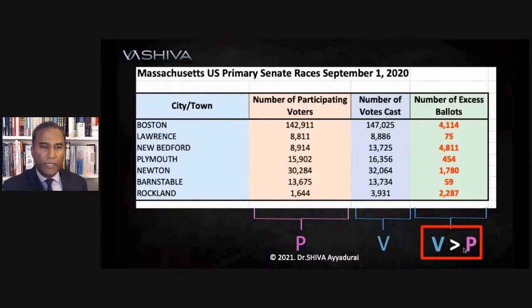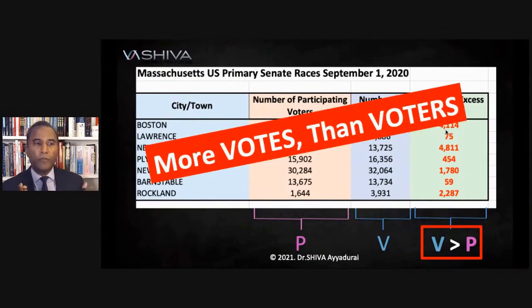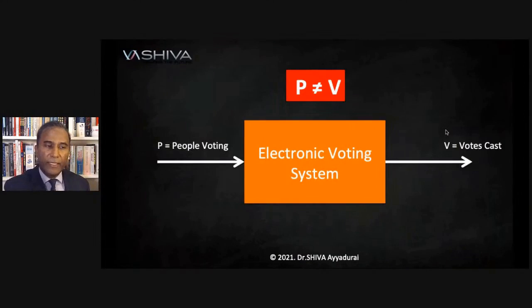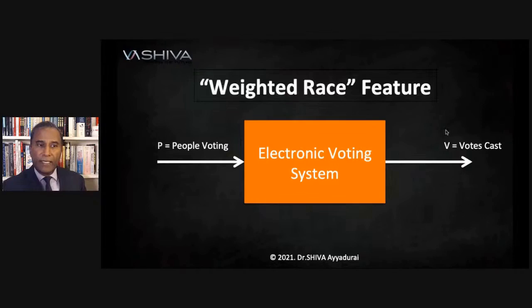Here's a problem. V is greater than P. For example, in Newton, you have 1,780 more ballots cast. Is that right? More ballots than people. And here in Boston, 4,114 more. Bottom line, more votes than voters. So this is what I shared yesterday. And then I proceeded to basically teach people P does not equal V.